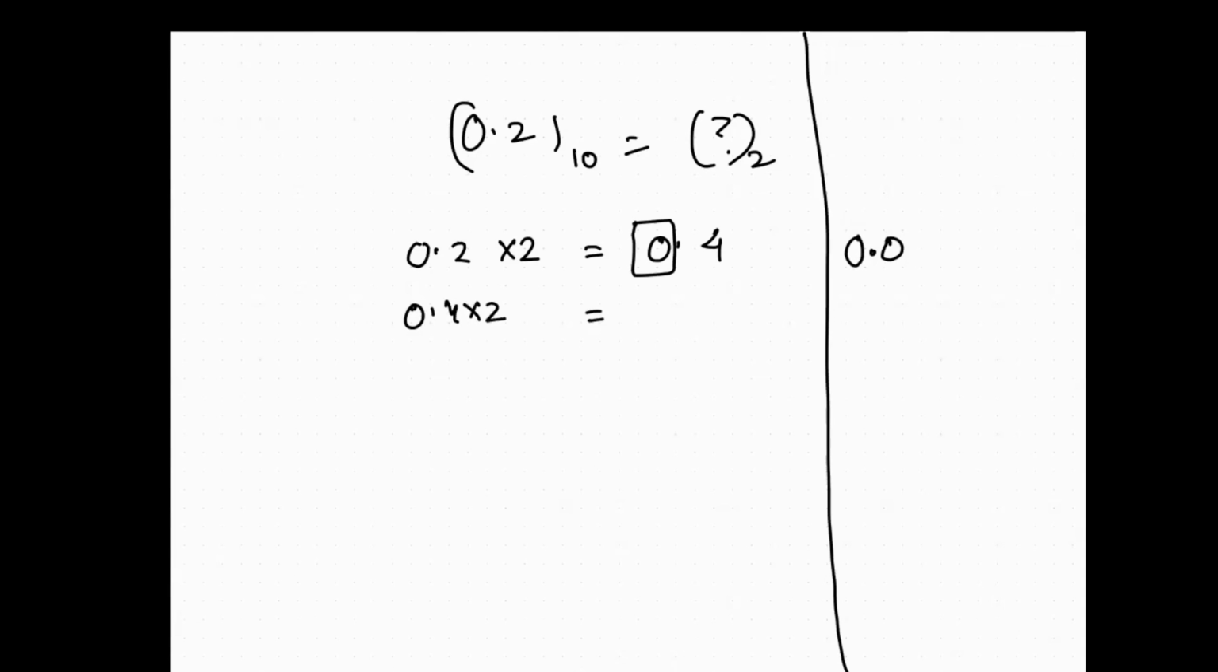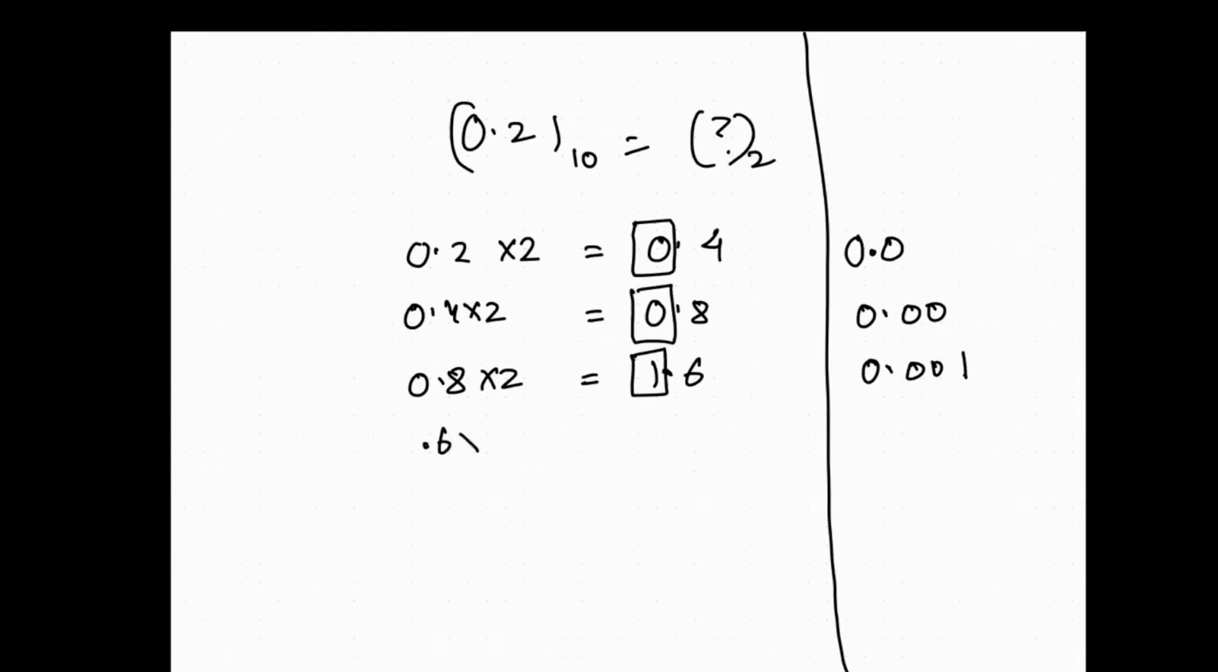0.4 into 2 gives you 0.8. Again, you get a 0. So 0 is appended. 0.8 into 2 gives you 1.6. You get a 1, so 0.001. But at this point, you don't multiply the next time with 1.6. You take the 0.6, and that's how you do the multiplication. 0.6 into 2 is 1.2, again take a 1, so 0.0011.